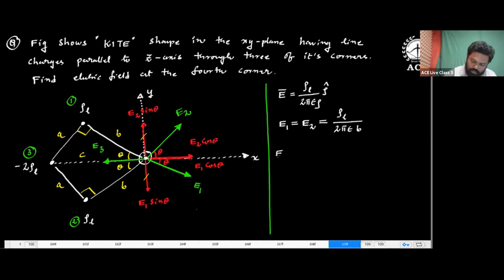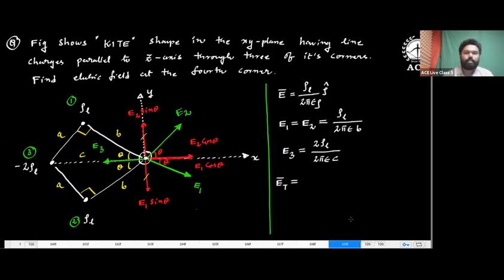E total. And one more thing. Let us write E3 here. Only the magnitude of E3 is 2 rho L by 2 pi epsilon into what is the distance from here to here, C. Okay.